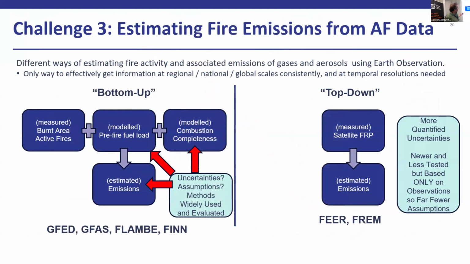The last challenge was about estimating emissions from active fire data. This was the burned area-based method I told you about at the start, where you basically combine burned area satellites with modeling of how much fuel the area has burned. This is the other alternative, which I was telling you about, where you basically just measure the power output and multiply it by a number. What is the number? That's the question.